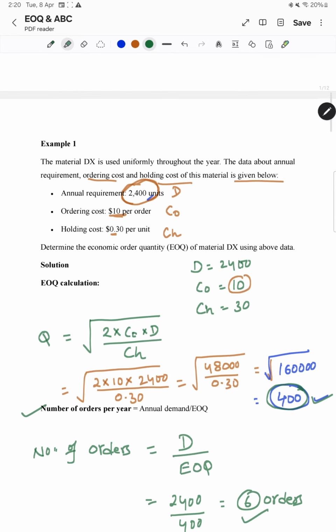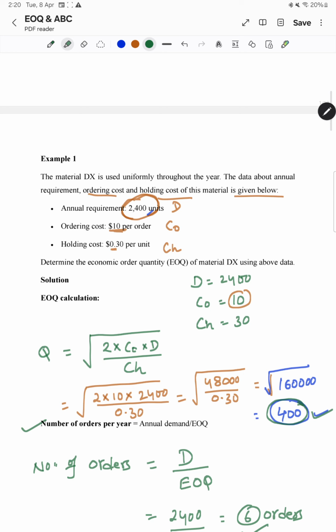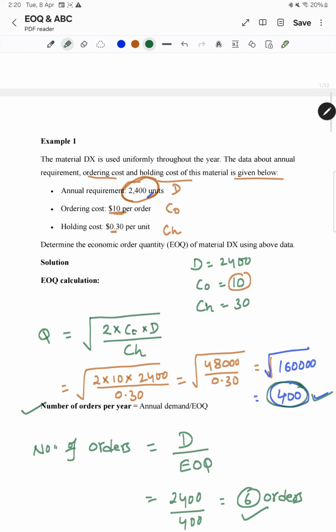So this is about economic order quantity, very important for the exam. We have already discussed this in the class, and a similar question was given in the mid exam also. Thank you very much.